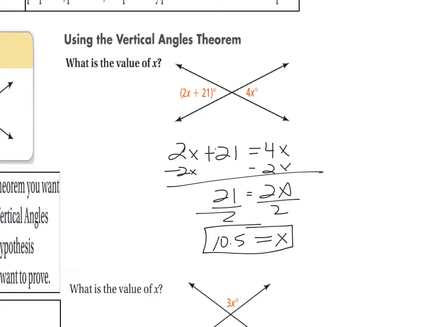Now, how do I check to see if my answer is correct? If I plug in 10.5, I should get the same thing on both sides, okay? So 4 times 10.5 is 42. So that's 42 degrees, okay? 2 times 10.5 is 21. 21 and 21 is 42 degrees. They match up. Okay, so the value of x, in this case, works out.